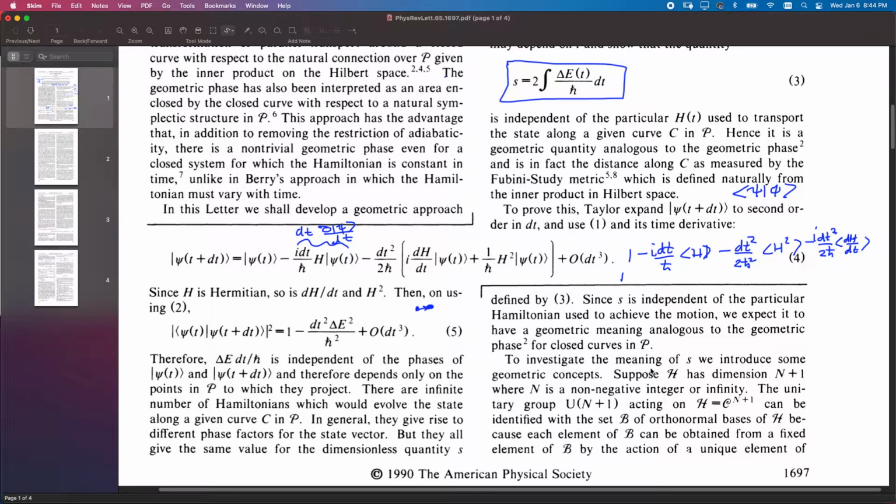To investigate the meaning of S, we introduce some geometric concepts. Suppose Hilbert space H has dimension n plus 1, where n is a non-negative integer or infinity. Okay. So it has dimension infinity plus 1. Okay. The unitary group of n plus 1 acting on the Hilbert space. Oh, great. I hate this notation because I have never learned it.